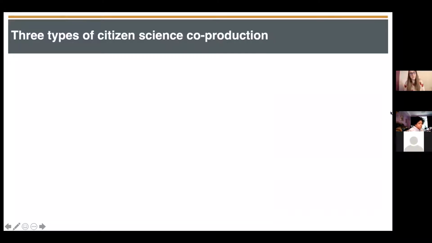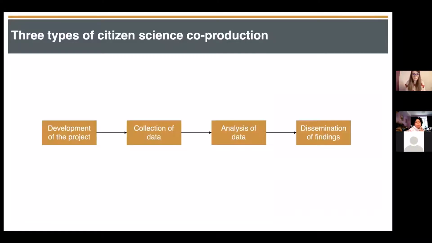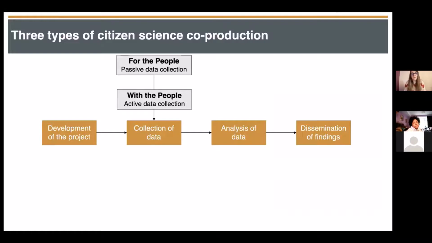So just to show this as a visual representation, we have 4 stages of the research project. We have the development of the project, the collection of data, the analysis of the data and findings, and then the dissemination and sharing of findings. So with the For the People citizen science, citizens are only engaged in providing passive data collection. The By the People type of citizen science has active data collection where citizens are actively involved in this stage, but no other stages.